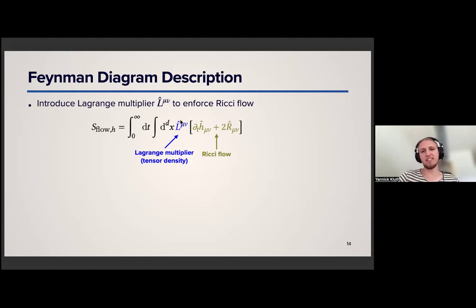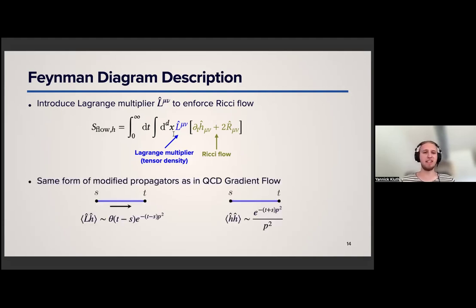A slight, or an interesting, fact here is that we decided to use the Lagrange multiplier as a tensor density. So in particular, you see that there's no volume element here in the path integral. And this is chosen deliberately, and I'll show in a sec why this might be useful for the Feynman rules that we derive from this. But first, let me just mention that starting from this gradient flow or Ricci-flow action in gravity, we get some sort of very similar modifications to the propagators of the graviton as we see in the QCD gradient flow formalism.